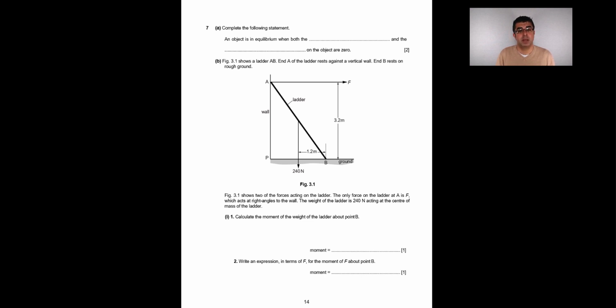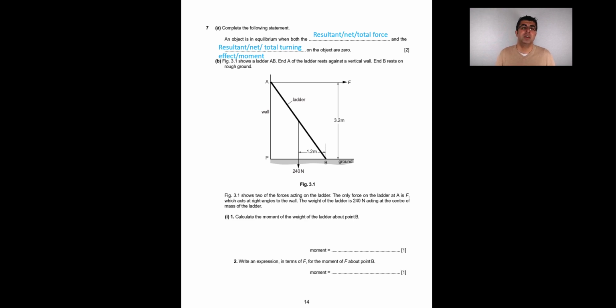In part B, figure 3.1 shows a ladder AB. End A of the ladder rests against a vertical wall. End B rests against the rough ground. Figure 3.1 shows 2 of the forces acting on the ladder. The only force on the ladder at A is F, which acts at right angles to the wall. The weight of the ladder is 240 newtons, acting at the center of mass of the ladder. Calculate the moment of the weight of the ladder about the point B.